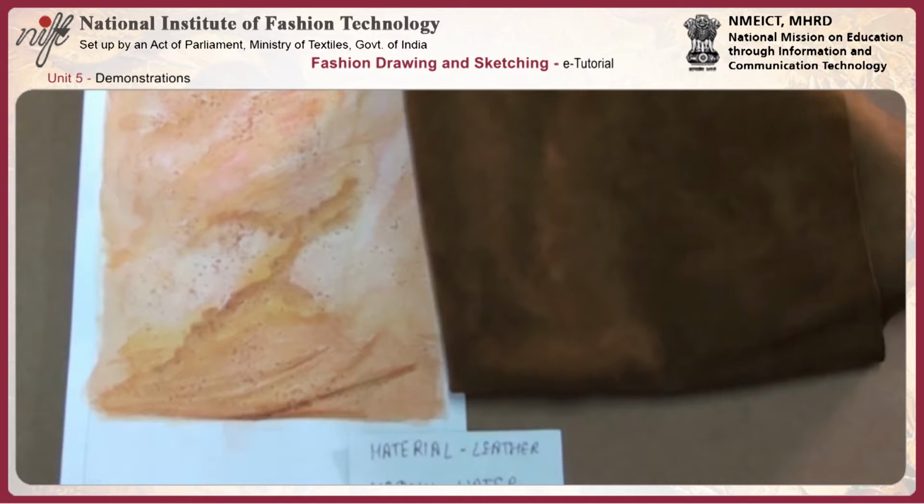Here you are watching a rendering done using watercolors of a piece of leather. As you can see, it's the feel of the leather that is being rendered rather than showing all the details on the surface of the leather. You can see that subtle variations of colors are used, namely orange, red, yellow, and brown.